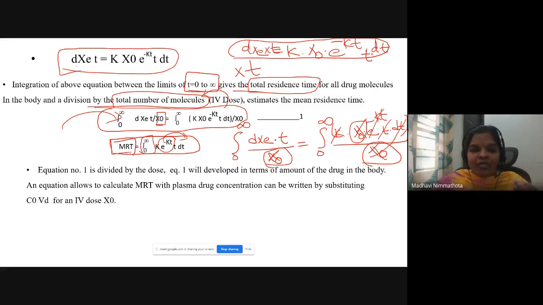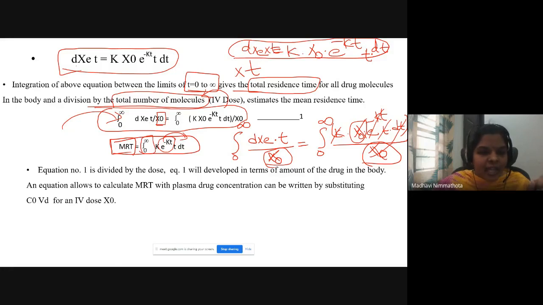That's why whenever we calculate the mean residence time of all the drug molecules which have entered our body, we consider the exponential form of the elimination rate constant and the time, not the total number of molecules. So this is the basic equation to derive all the pharmacokinetic parameters for IV infusion and IV bolus. That's why here we take this x naught and here we did not take this x naught value.